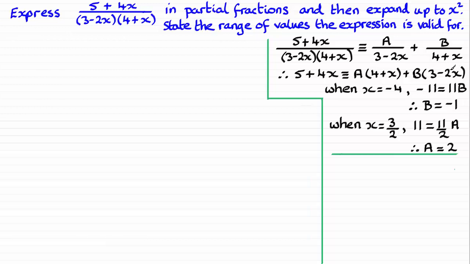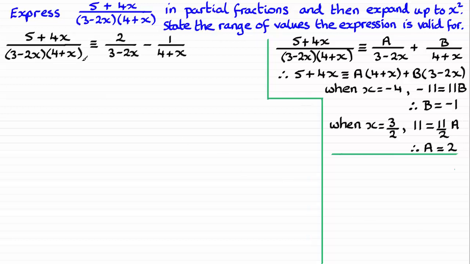And to make this bracket 0, we let x equal 3 over 2. And substitute that into our equation up here, and we end up with 11 equals 11 over 2 a, making a equal 2. So we can then rewrite our fraction here as a, which was 2 over 3 minus 2x, and b, which was minus 1, as minus 1 all over 4 plus x. Now I need to prepare this for the binomial expansion by bringing each of these denominators up to the top, making the powers negative 1.